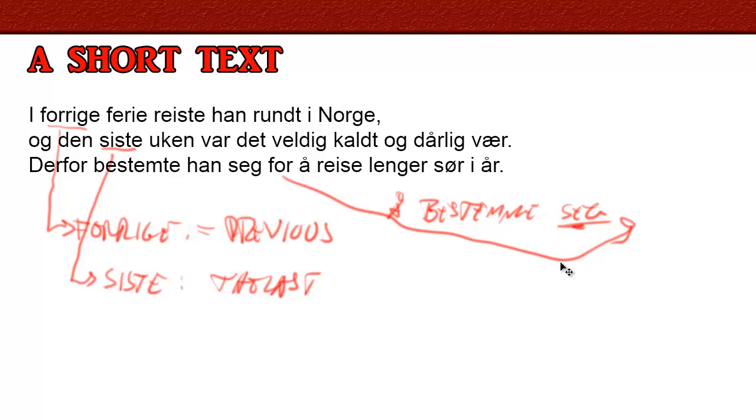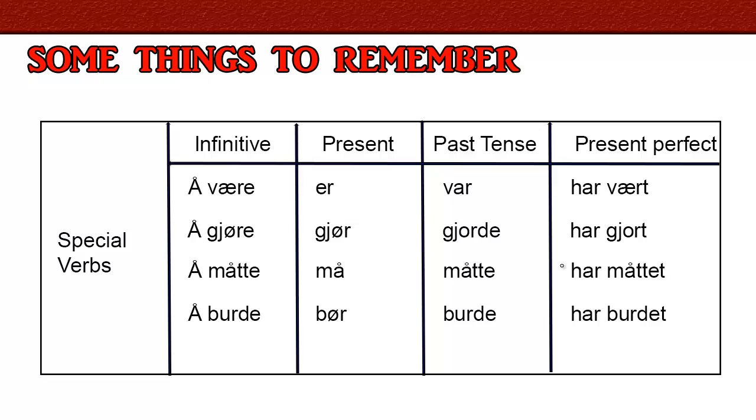Okay, so then in the end, just some special verbs. Å være, of course, it's also irregular in present tense, so I didn't mention it in the irregular verbs, but it's so common, you have to remember this. Å være, to be. Å være, var, har vært. The same with å gjøre. Å gjøre, gjør, gjorde, har gjort.